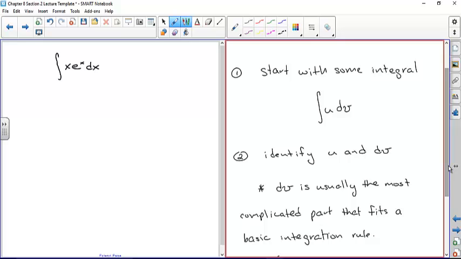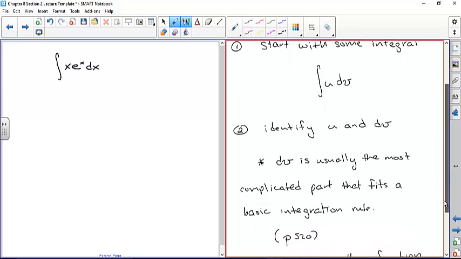So you can see I've got the same problem over here. Both of these fit an integration rule. I know how to integrate x, and I know how to integrate e to the x. But dv is usually the most complicated part. So of these two choices, e to the x is the most complicated part because it's not a polynomial. That's why we choose this part to go into the dv part.